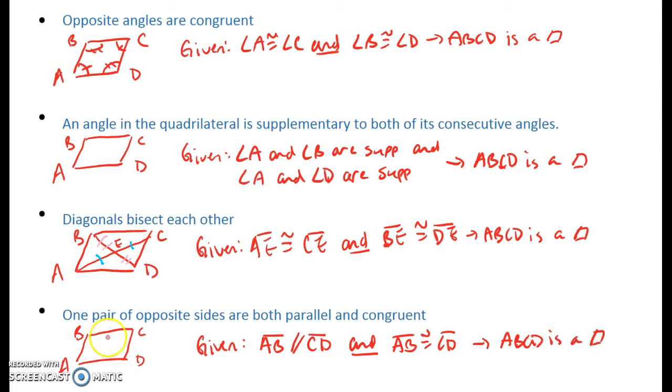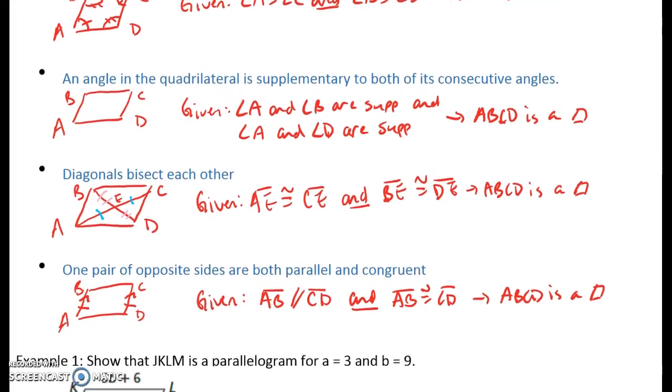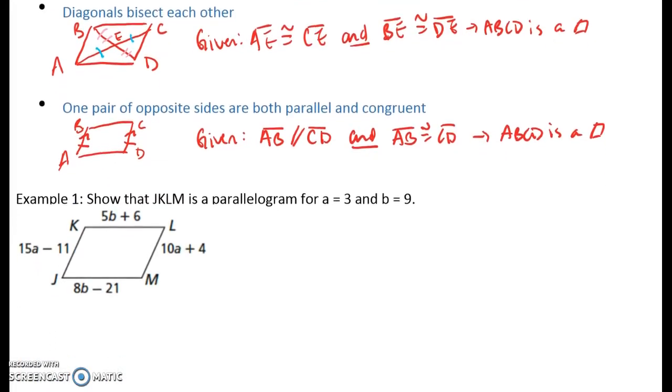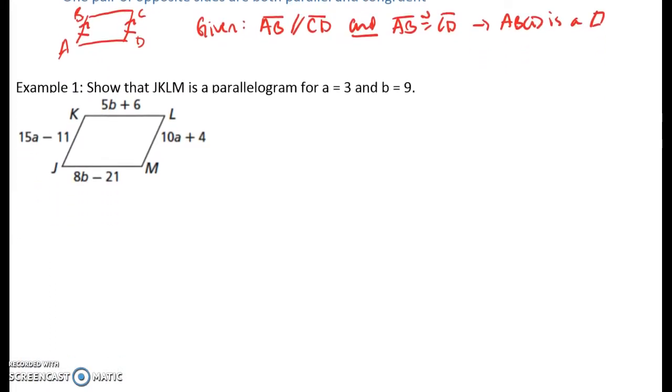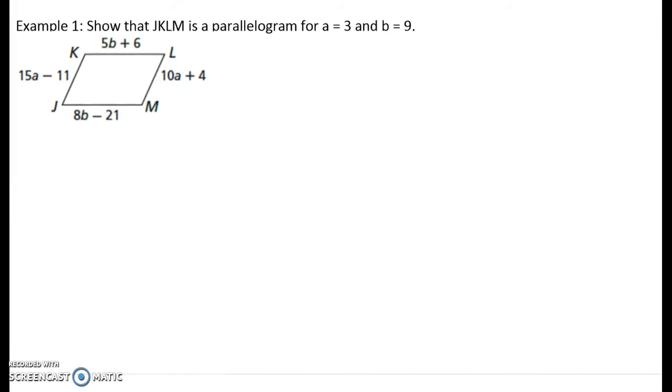So again, one pair of sides need to be not only parallel, oops, wrong one, AB, so for example, one pair of sides again, both parallel and congruent. So it's still two things, right? Then we've got a parallelogram. So these are things you want to think about and remember as we deal with trying to prove a quadrilateral is a parallelogram. So if you look at example 1, that's what I'm asking you to do here.